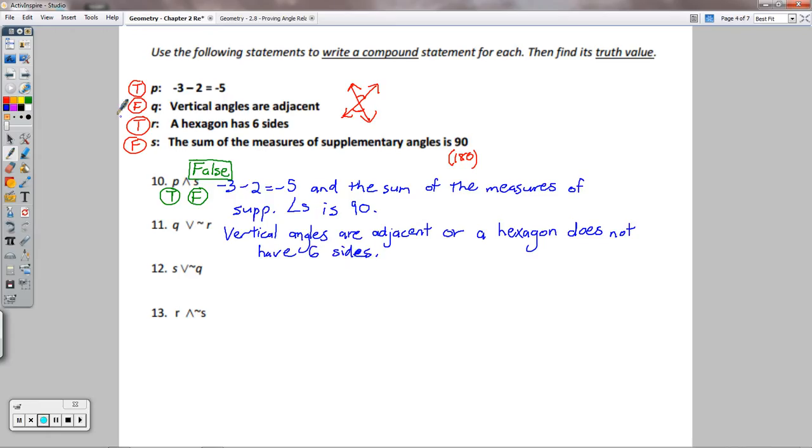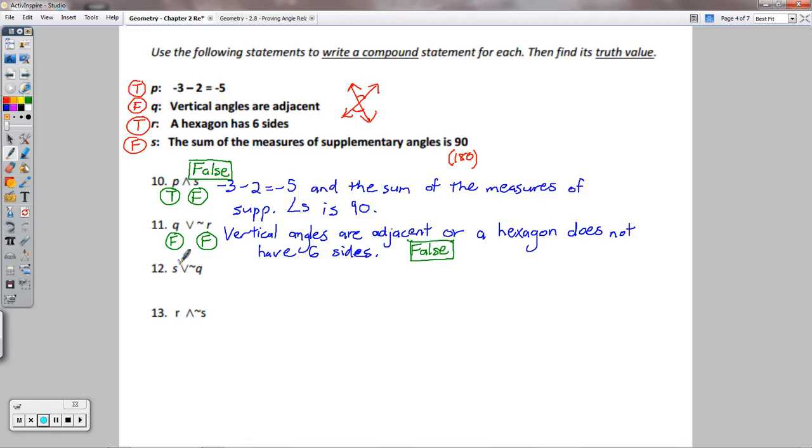So Q is a false statement. I'll put an F there. And then not R, since R is true, not R would have to be false. With disjunctions like this, with ors in between, you only have to have one of the statements being true for the whole thing to be true. However, neither one are, so this one is false as well.